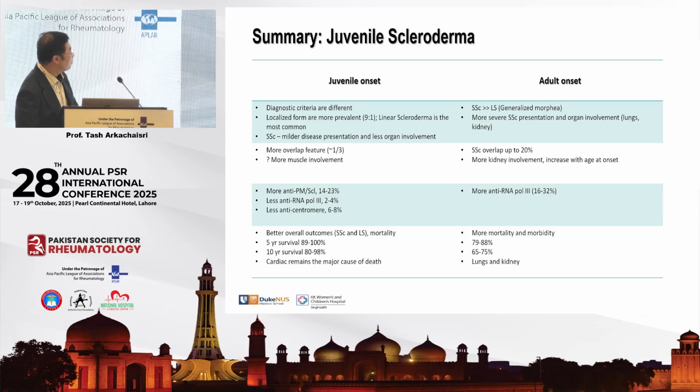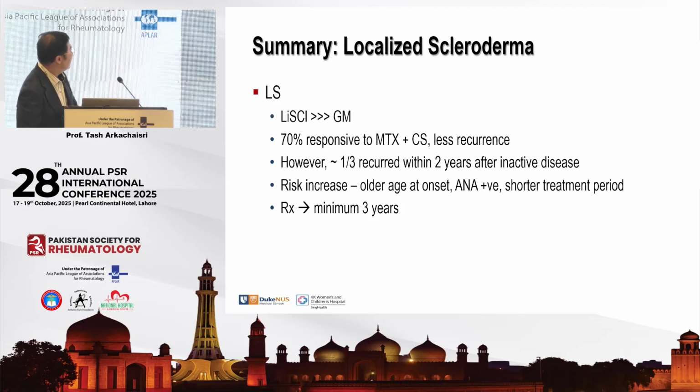I always have you compare. Okay, so diagnostic criteria is a little different because we don't have major organs much. And then localized form is more than systemic form, and then more overlap features. And we have all these antibodies. Okay, we have very little RNA polymerase 3, so renal crisis is unheard of. So you can use steroid. Centromere we also have less, so you don't see much of the CREST syndrome kind of limited cutaneous manifestation. Overall outcome quite good.